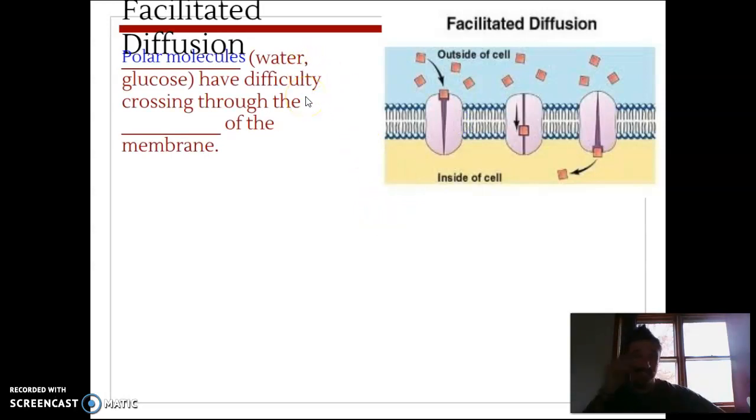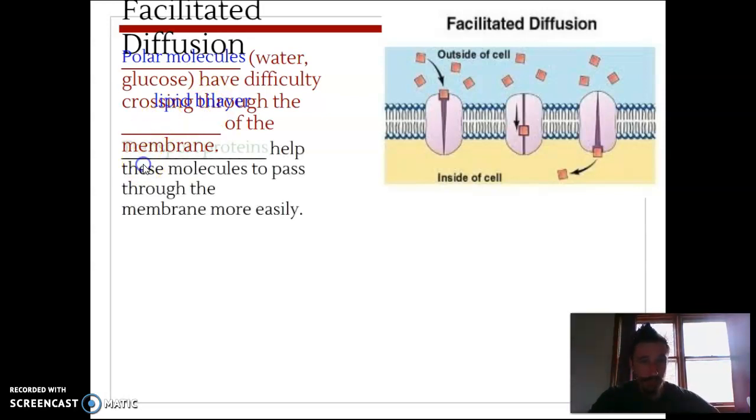So we have polar molecules, and when I say polar, you say charged. So we know these molecules have a charge, like water and glucose. They have difficulty crossing the membrane through the lipid bilayer, which is what this blank should say, through the lipid bilayer. Again, because lipids are hydrophobic, they don't like water. So these membrane proteins or transport proteins, these purple things here, help these molecules to pass more readily through the membrane. Because your cells do need glucose, water, and the lipid bilayer doesn't want to let that stuff in, but these proteins do. So we need to get them in somehow, and facilitated diffusion is that way.